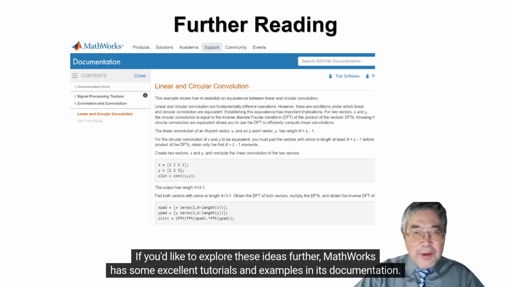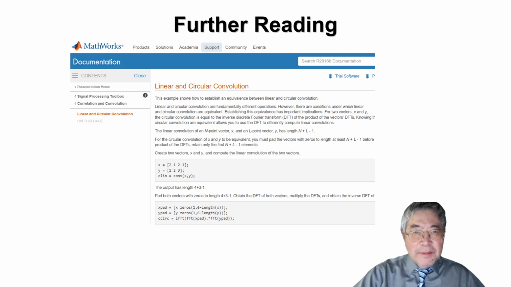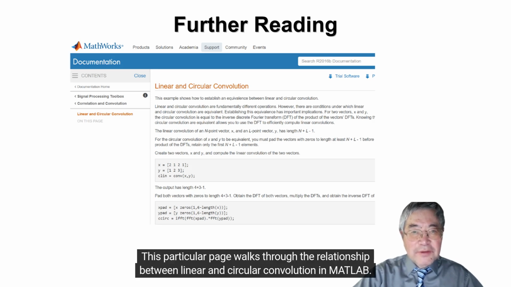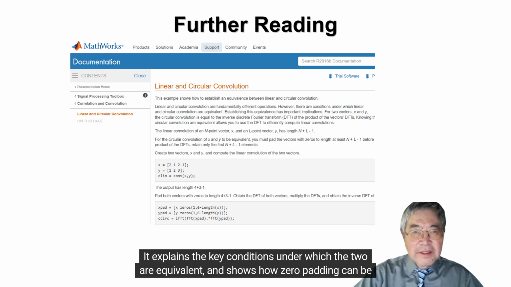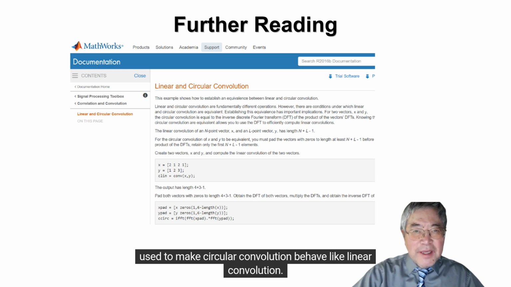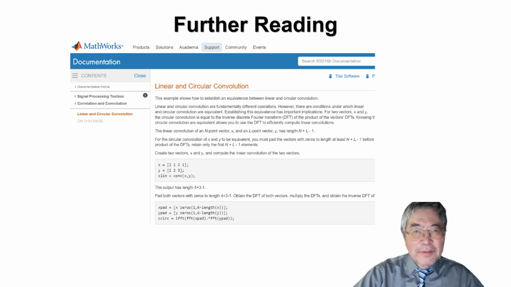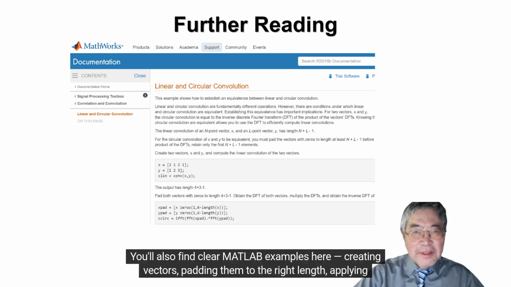If you'd like to explore these ideas further, MathWorks has some excellent tutorials and examples in its documentation. This particular page walks through the relationship between linear and circular convolution in MATLAB. It explains the key conditions under which the two are equivalent and shows how zero padding can be used to make circular convolution behave like linear convolution. You'll also find clear MATLAB examples here.